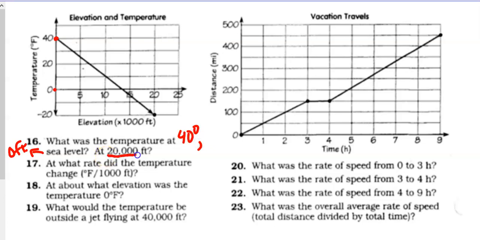All right, what about at 20,000 feet? Now remember the elevation is measured in thousands of feet. So the 20,000 would correspond to 20. So that's actually 20,000 here. So here's my ordered pair for that. What's my temperature there? That's at negative 20 degrees Fahrenheit.